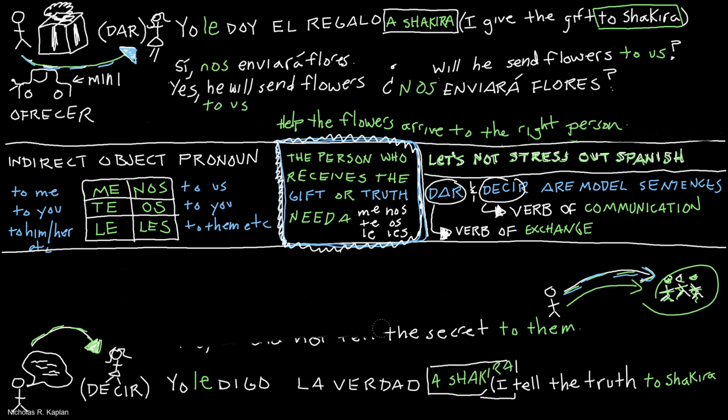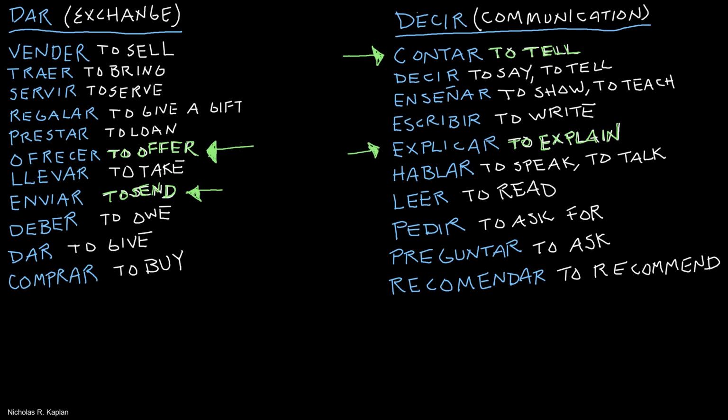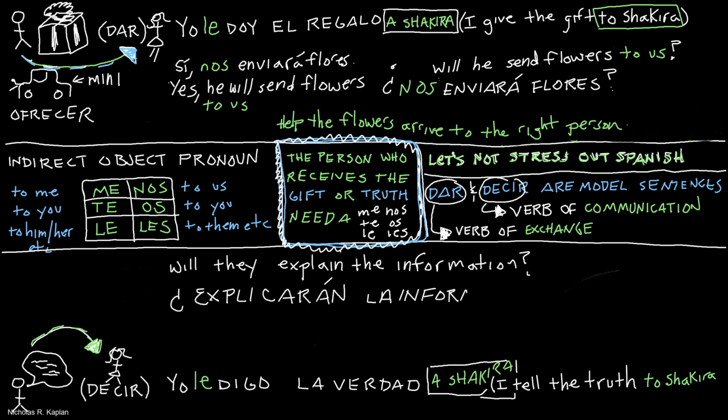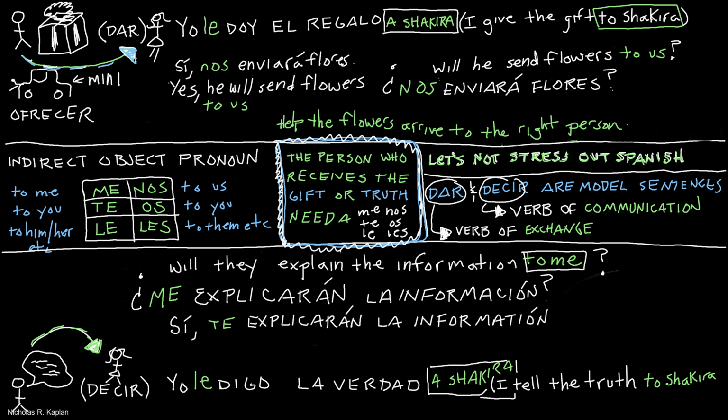And one final one with a verb of communication. Will they explain the information? ¿Explicarán la información? So that's a good sentence. But what if we wanted to say, will they explain the information to me? We have the me. We place it before the conjugated verb. ¿Me explicarán la información? And they would say, yes, of course they will. Sí, te explicarán la información.